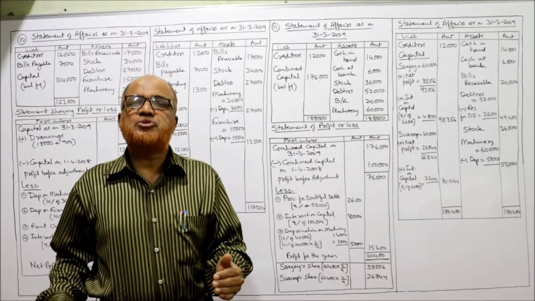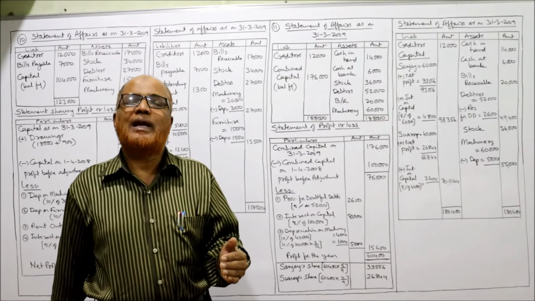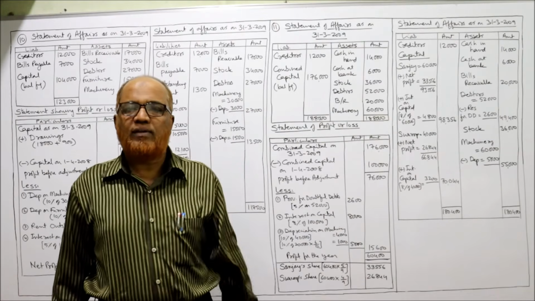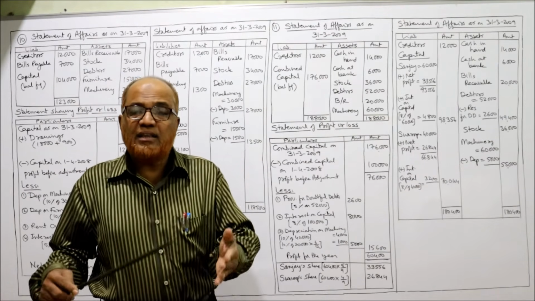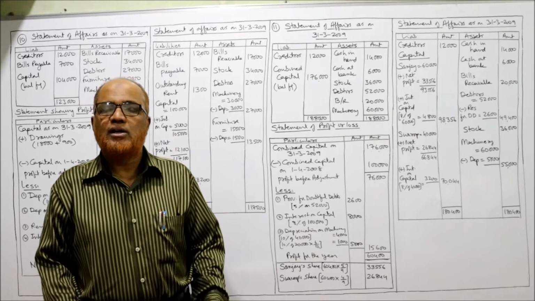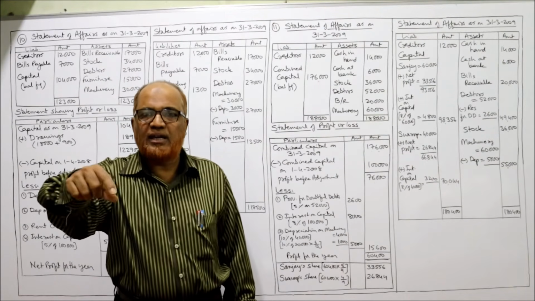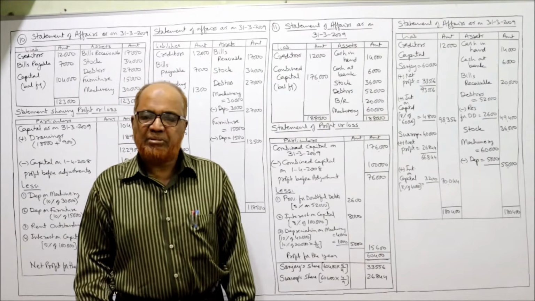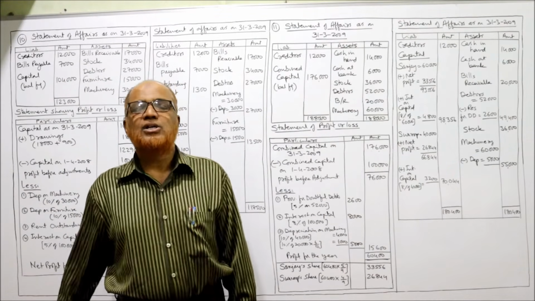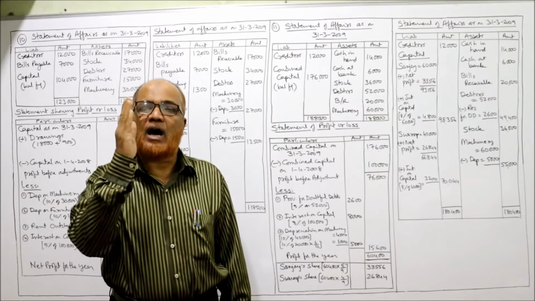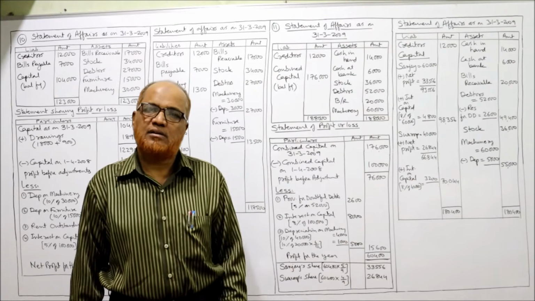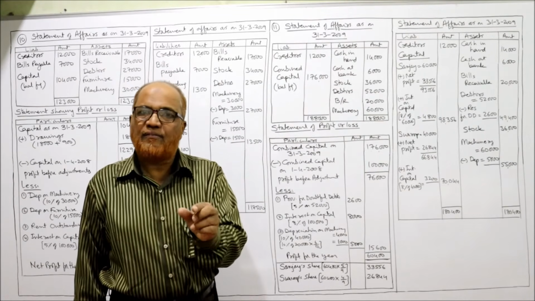The new machine which is purchased during the year is 20,000. The date when the new machine is purchased is not given. So we make the assumption the machine is purchased in the middle of the year. So we calculate depreciation for half year, 6 months.